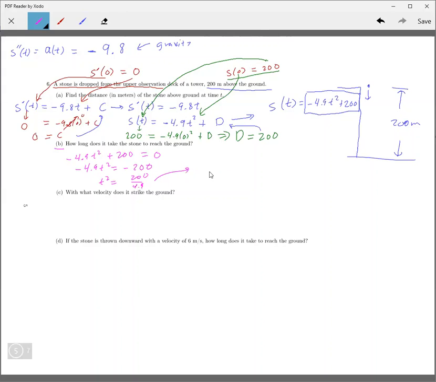Then you extract square roots. Normally that's going to be plus or minus the square root of that, but since we can only have positive time, it doesn't make sense to go back in time. Then it's got to be positive the square root of 200 over 4.9. It says round your answer to 2 decimal places, so if you put that into a calculator, you get approximately 6.39. So 6.39 seconds.